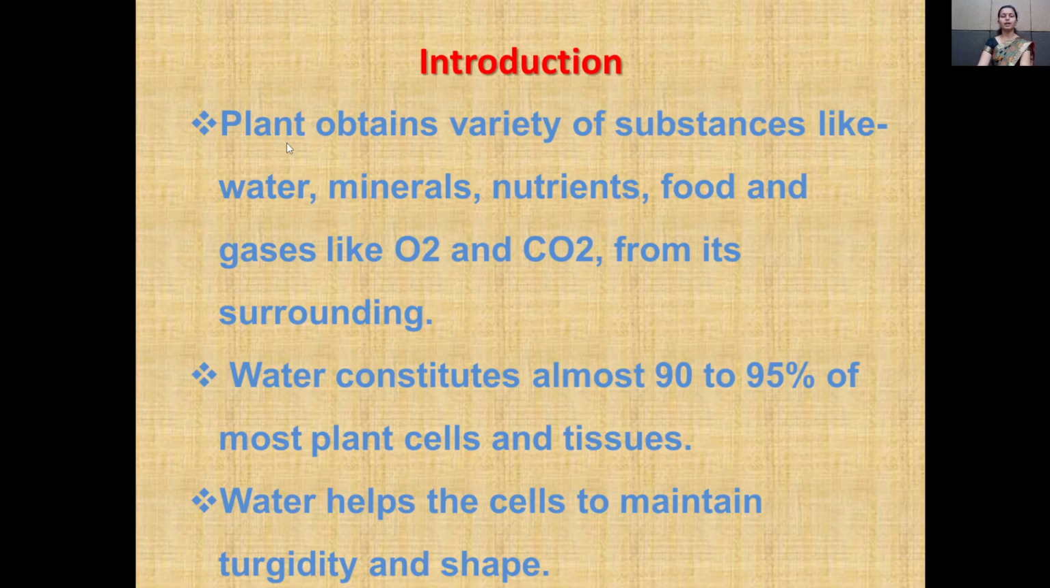Introduction. We know that plants absorb water and minerals from the soil and obtain gases like O2 and CO2 from the surrounding atmosphere. So the first point is, a plant obtains a variety of substances like water, minerals, nutrients, food and gases like O2 and CO2 from its surrounding. Water constitutes almost 90 to 95% of most plant cells and tissues. Water helps the cells to maintain turgidity and shape. When a plant absorbs water, the plant cells become fully turgid, meaning swelled. Then go to the next slide.